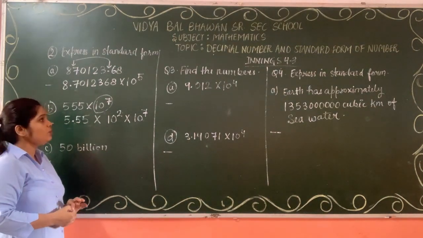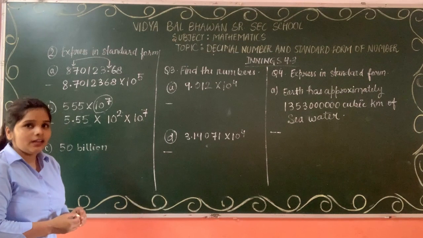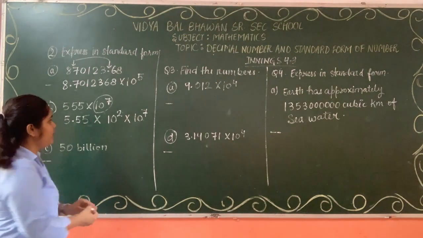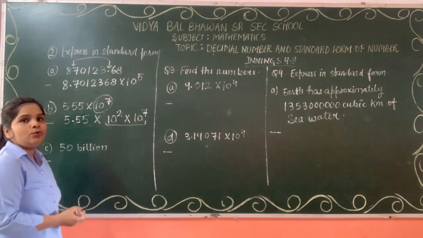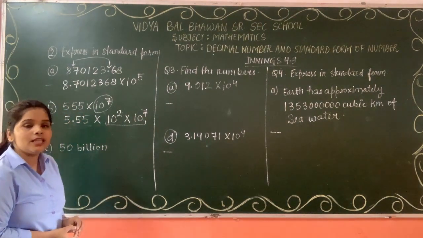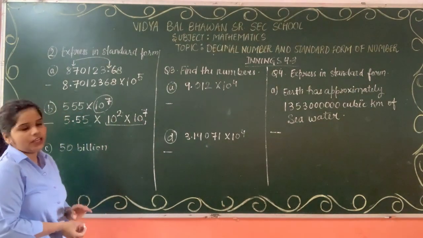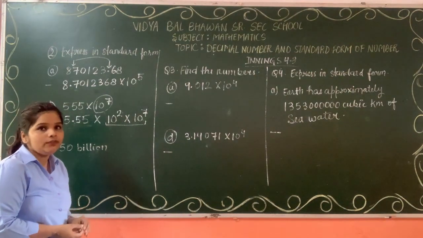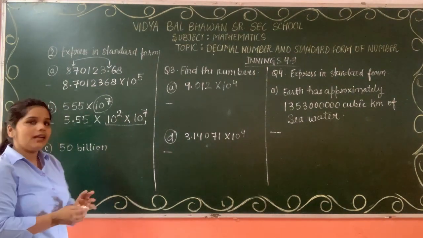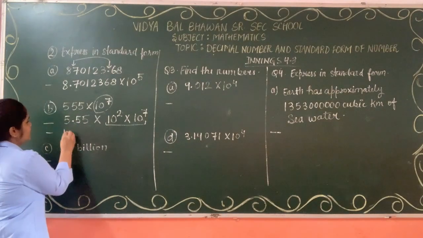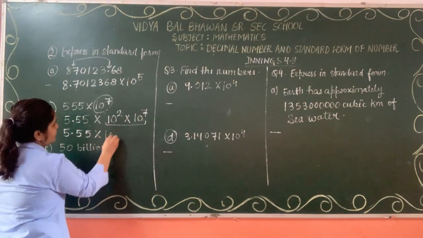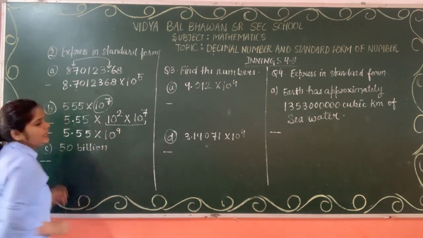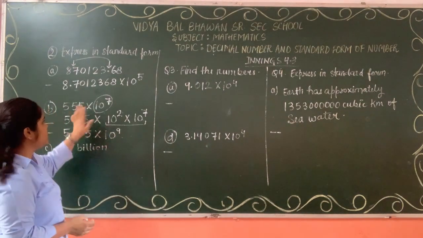Now if you know, we have studied the law of exponents. In that case we are having 2 exponential numbers with the same base in multiplication. In that case what do we do? We add the powers. So add the powers, it will be 5.55 multiplied by 10 raised to the power 9. This is the standard form of this given question.